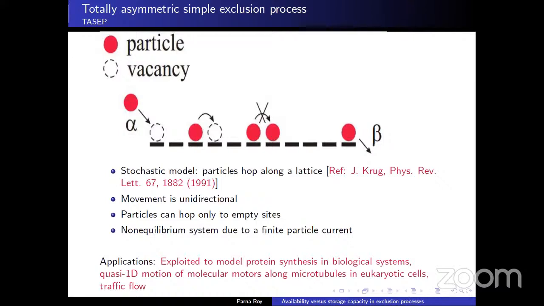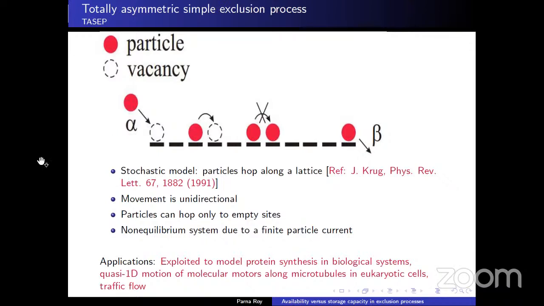In a standard TASEP with open boundaries, each site of a one-dimensional lattice is either empty or occupied by a single particle. Particles can enter the lattice from the left end at rate alpha, provided the first site is empty. A particle can jump to the right neighboring site, provided it is empty, and can leave the lattice from the right end at rate beta. So here the movement of particles is unidirectional and particles can hop only to empty sites. That means each site can be occupied by at most one particle. This leads to a non-equilibrium steady state with a finite particle current in the TASEP.